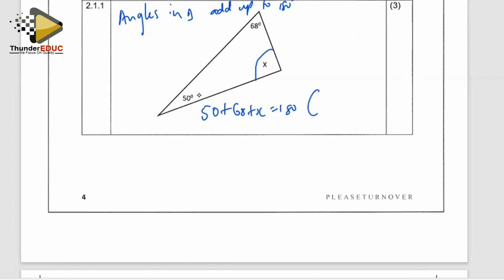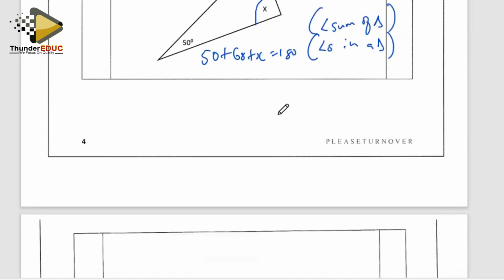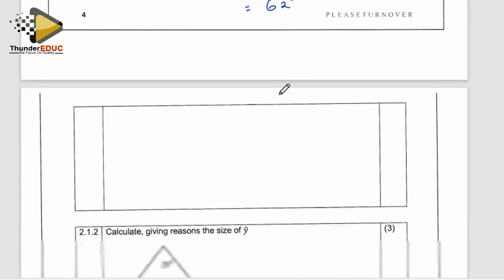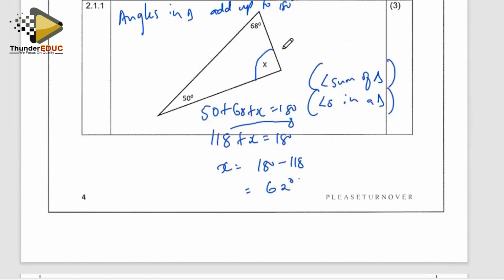And the reason, we're going to say that angles in a triangle, or you can say the angle sum of a triangle. Whichever reason, you can even write it in full words. Then we add these two, so 50 and 68 gives us 118, plus x must give us 180. Then we move this 118 that side so that we look for x. So 180 minus 118, what do we get? Is it a 62? So x becomes 62 degrees. Please do not get a protractor and measure this. We just need to do the calculations because these diagrams in most cases are not drawn to scale.